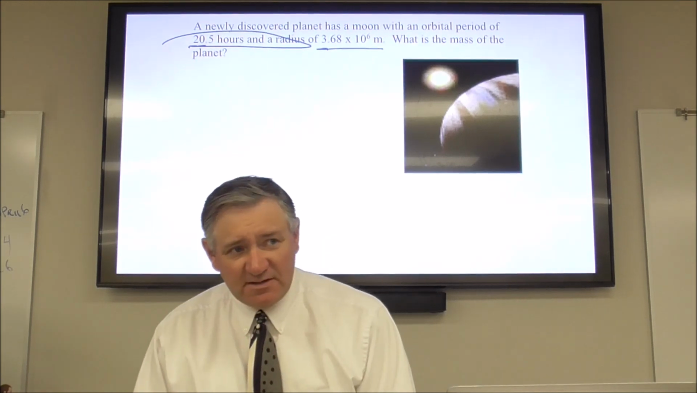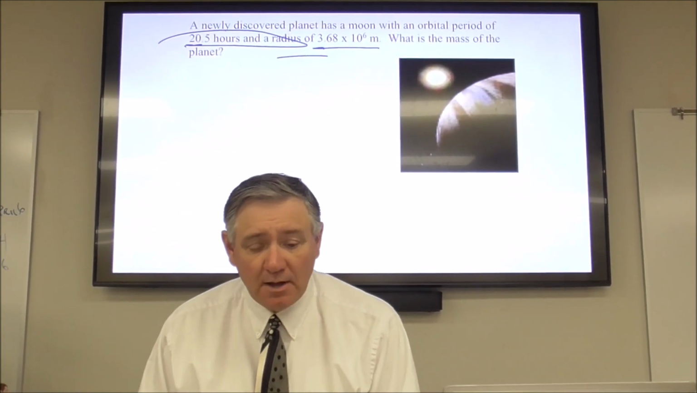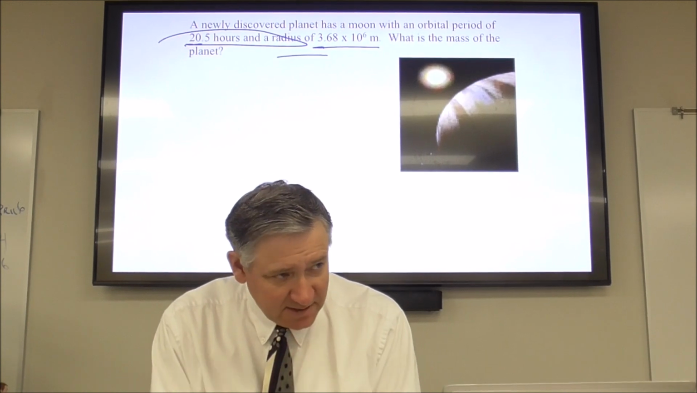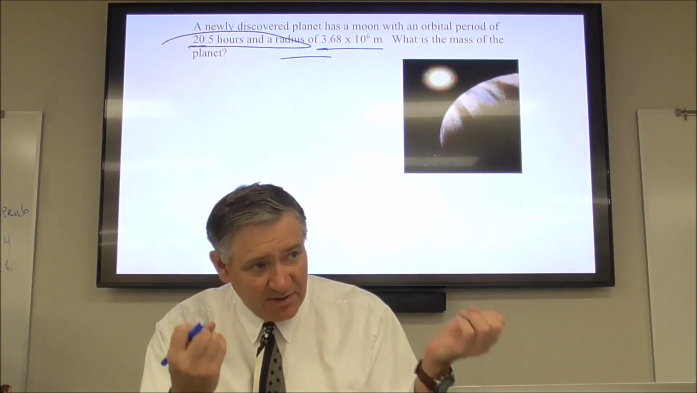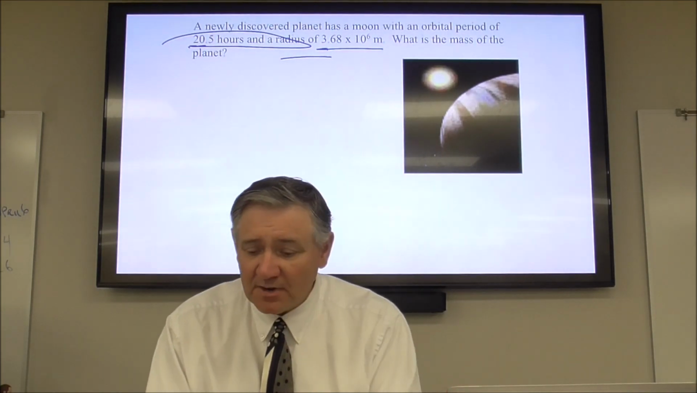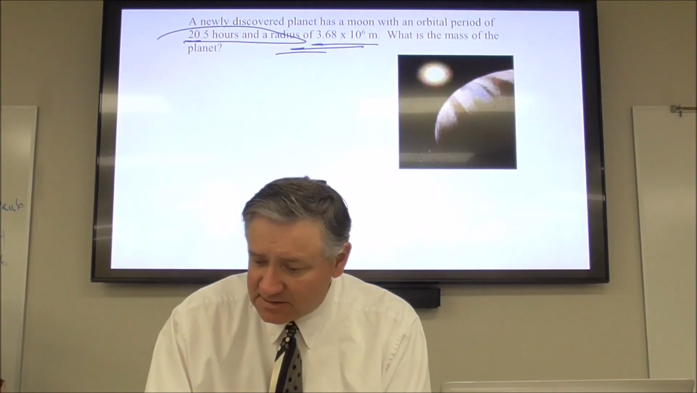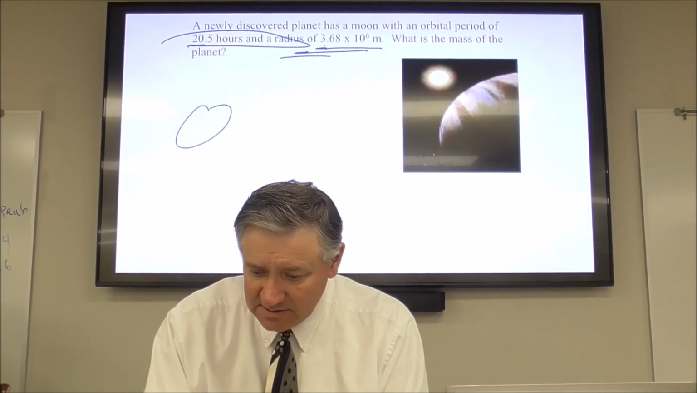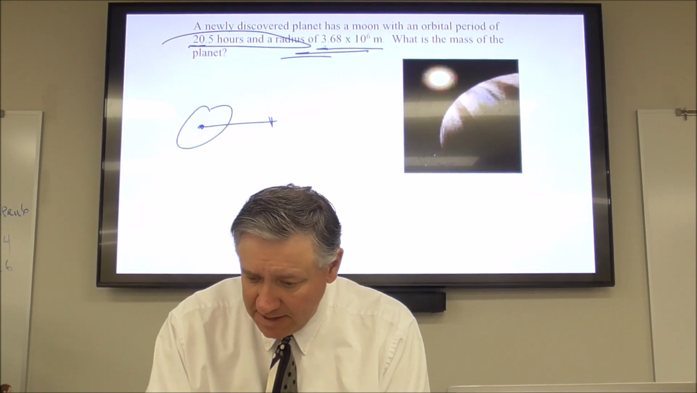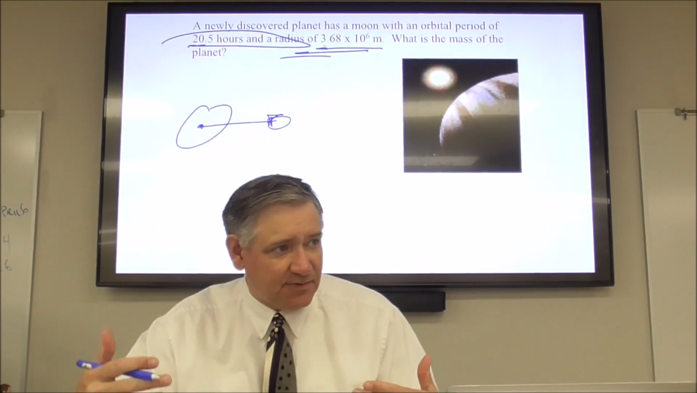There are a couple of things to look for when I give you a radius. Remember that radius always has to be a center-to-center distance, because we treat everything as a point mass. So if on this problem I say it has a radius of 3.68 times 10 to the 6 meters, that is already from the center of that planet out to that moon. You don't have to add anything to it.